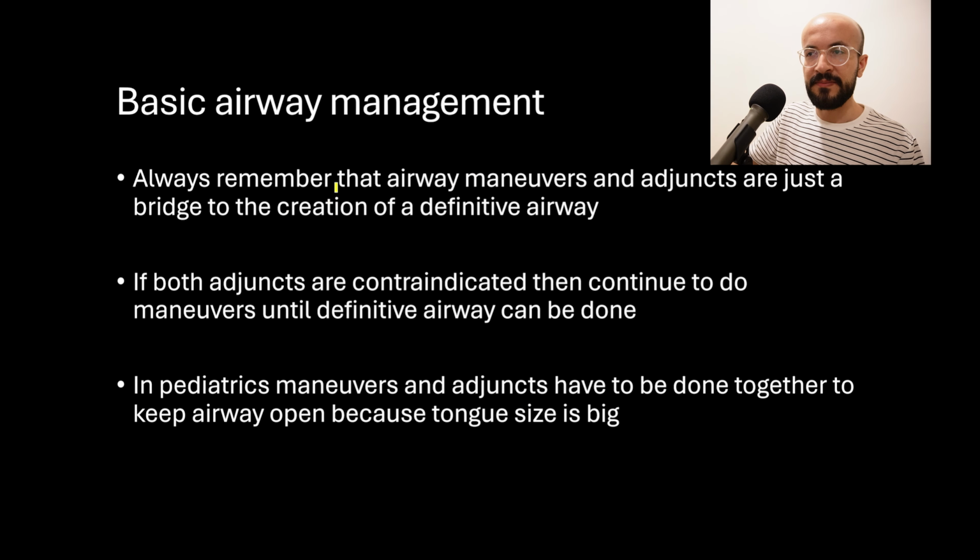Now, always remember that the airway maneuvers and adjuncts are just a bridge to the creation of a definitive airway. If both adjuncts are contraindicated, then continue the maneuvers until the definitive airway can be done. In pediatric patients, the maneuvers and adjuncts have to be done together to keep the airway open because the tongue size is big, while in adults, only the maneuvers or only the adjuncts are enough to open the airway.